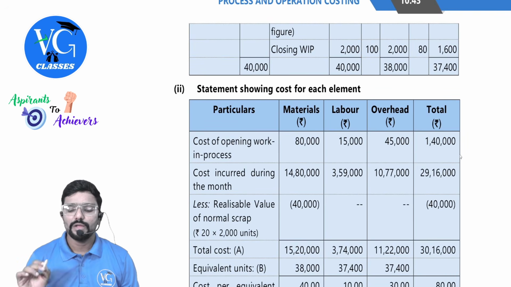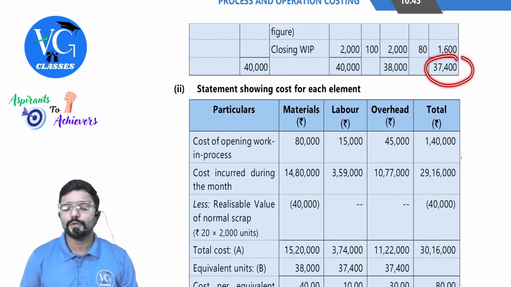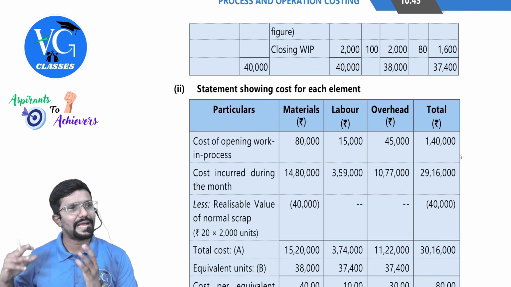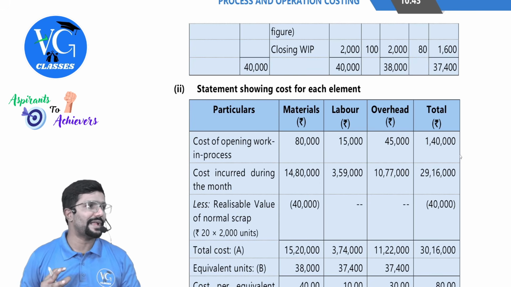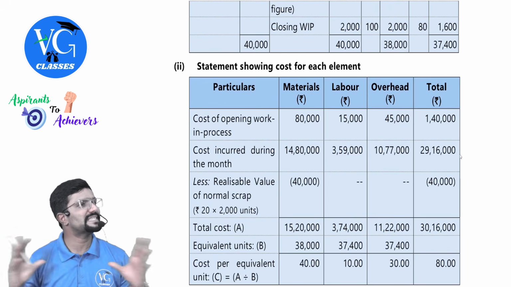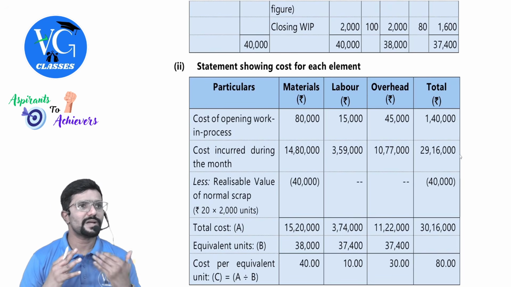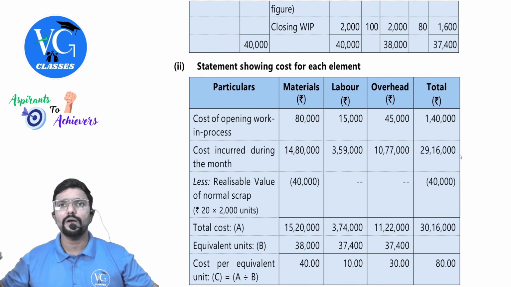So we got it. Sir, what is the equivalent units with respect to material? 38,000. With respect to labor and overhead, 37,400. For equivalent units, as the percentage was the same, we did it together. But for cost, please present it separately. They would have given cost separately for labor, separately for overhead.